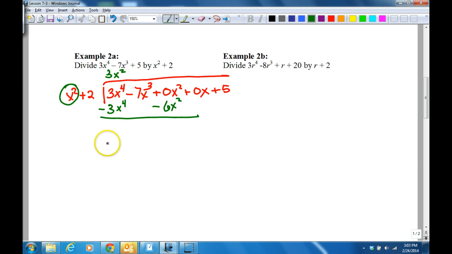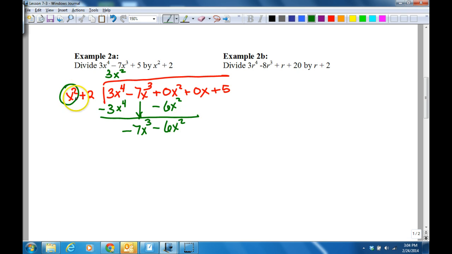3x squared times 2 is negative 6x squared, or it will be negative. I haven't gotten to the 7 yet. Okay? Yep, because I'm subtracting them. So the 3s cancel. And then it's negative 7. Yep, I'm going to bring down that negative 7x to the 3rd. And then 0 minus 6x squared, right, is just negative 6x squared.